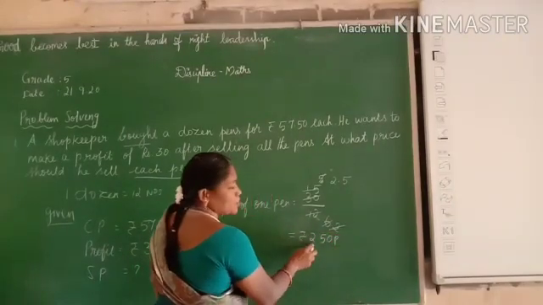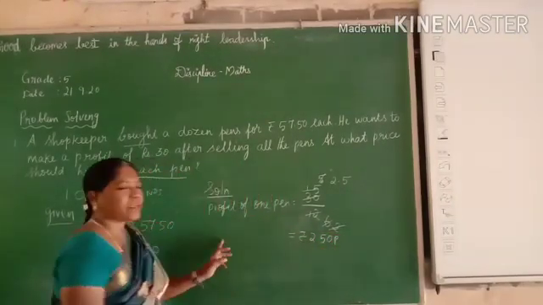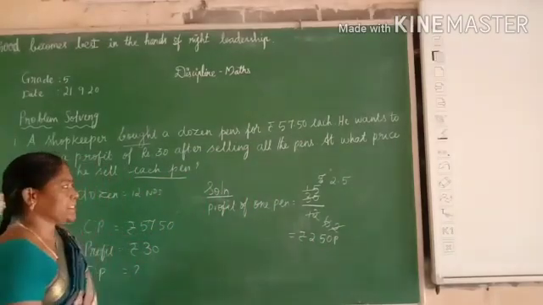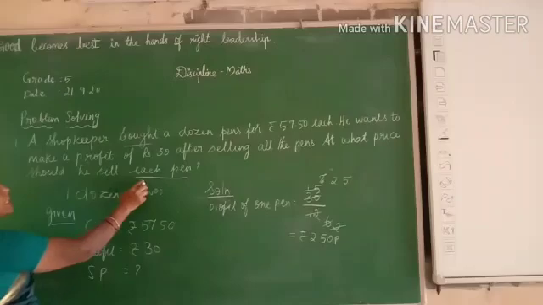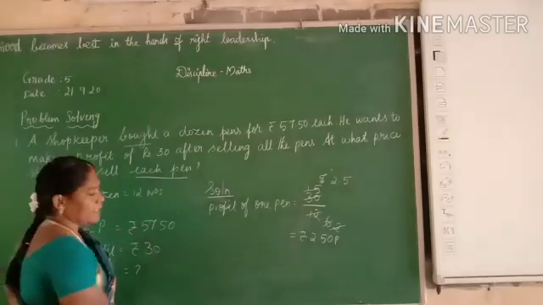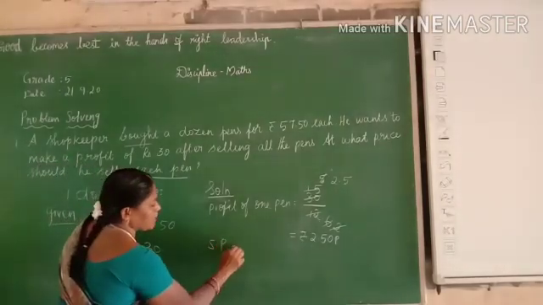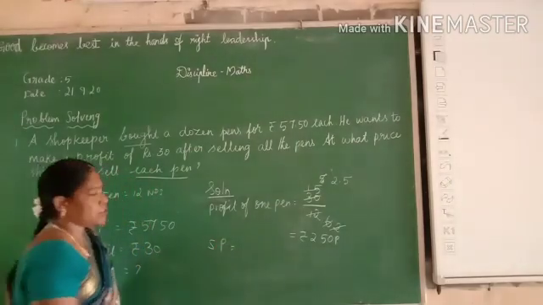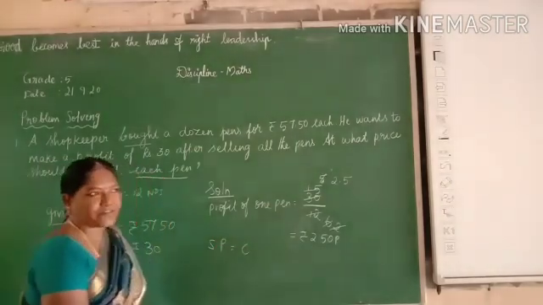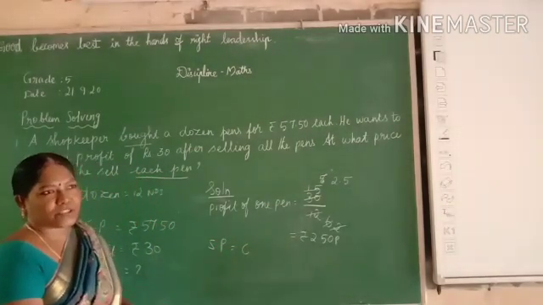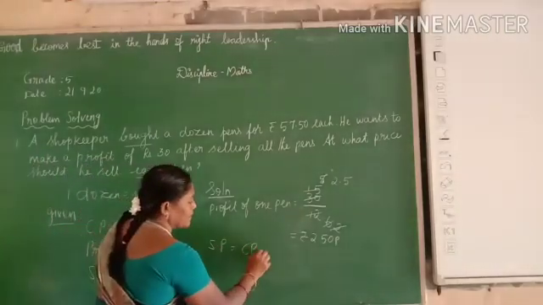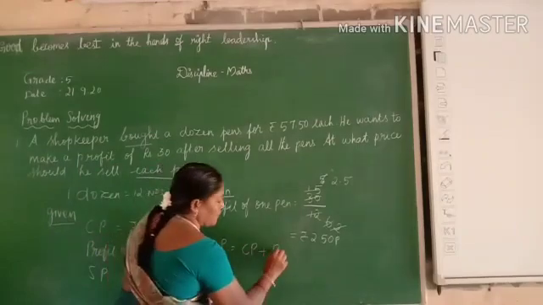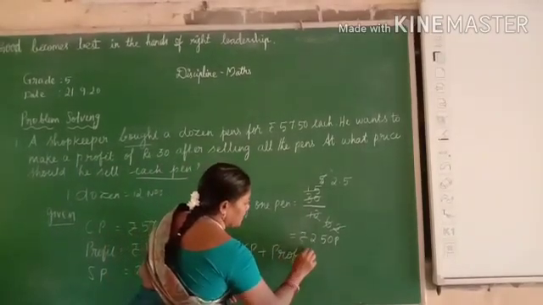So 2 rupees 50 paise is the profit for 1 pen. Now we have to find out the selling price of each pen. Selling price means what? What is the formula of selling price? Everyone knows that, isn't it? Cost price plus profit. Are you clear children?